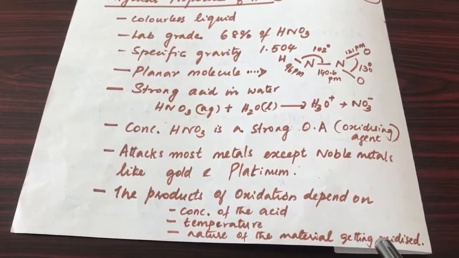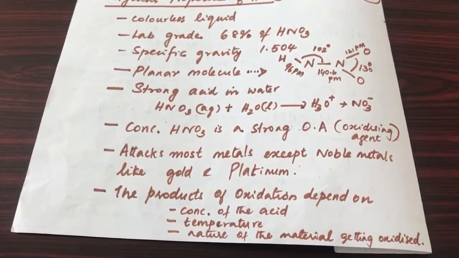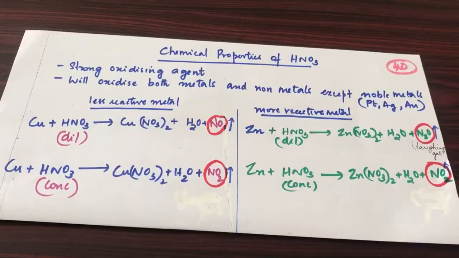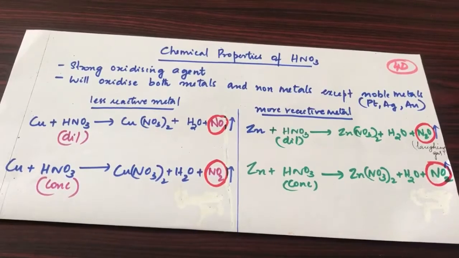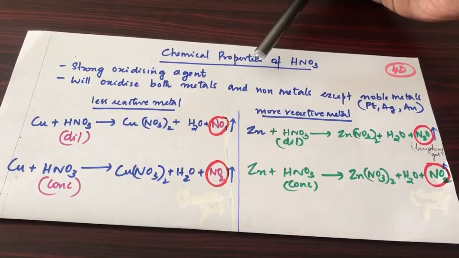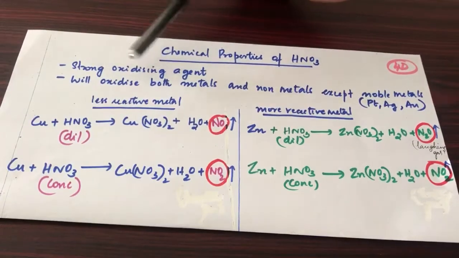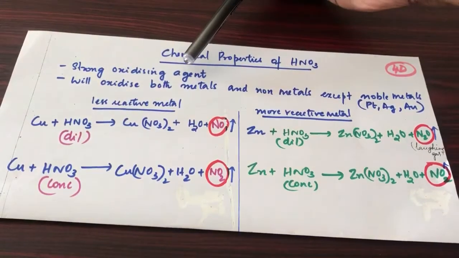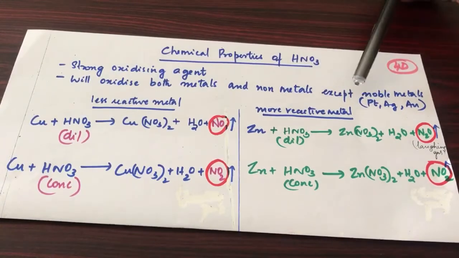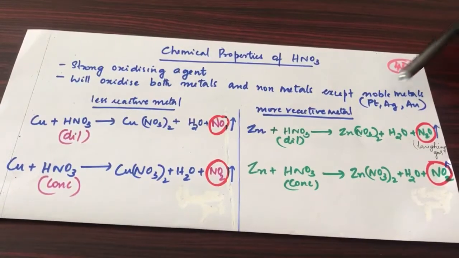Okay. So these are the important physical properties. A little bit of overlapping of the chemical properties is also there, but this is what we need to know about HNO3 when we proceed on to the chemical properties. Okay. Now we have the chemical properties of HNO3. We pass on to that. As I told you, HNO3 is a strong oxidizing agent and will oxidize both metals and non-metals except noble metals.